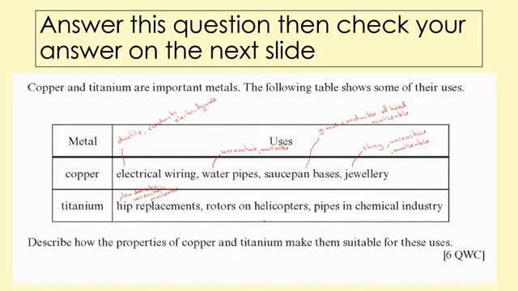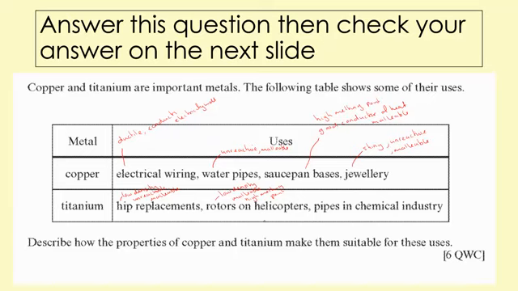Rotors on helicopters, so we'd want that to be low density and malleable. You're going to get a lot of air resistance, so I would suggest that we'd want a high melting point for that as well. Ooh, which reminds me, we've missed that off here. So the saucepan base, we also want a high melting point, don't we? Because we don't want it to melt when we put it on the cooker.